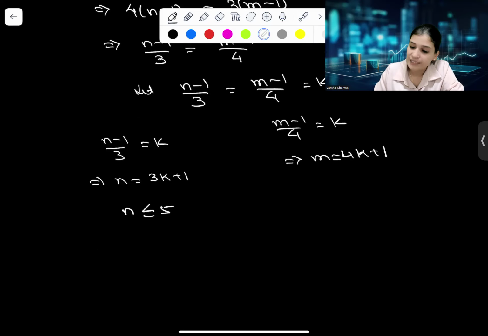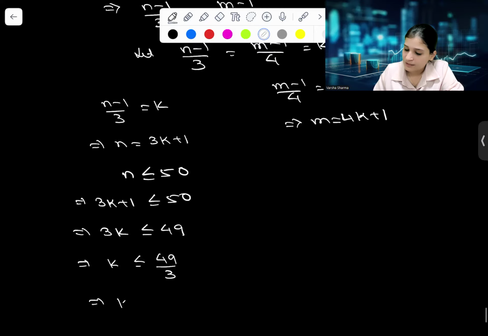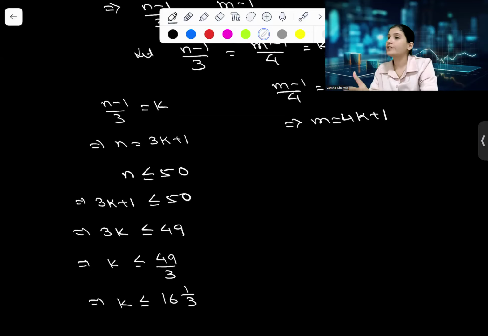Now we know for a fact that n has to be smaller than or equal to 50. Yes, that is 3k plus 1 less than or equal to 50, 3k less than or equal to 49, k less than or equal to 49 by 3. k is smaller than or equal to 16 1 by 3. Yes or no? So k should be smaller than or equal to 16 point something. So it can go only till 16 according to this.